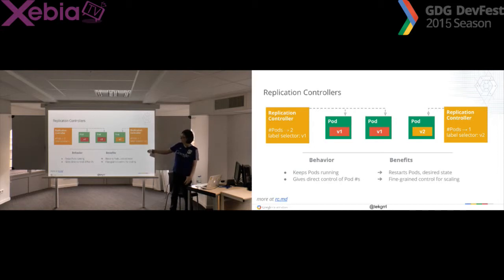In this case, this replication controller has 2 pods it cares about. It has a selector on labels for V1. So these are V1 pods. This is a V2 pod, and this has a selector for V2. So this replication controller is managing all pods with label V2. Yeah, makes sense?